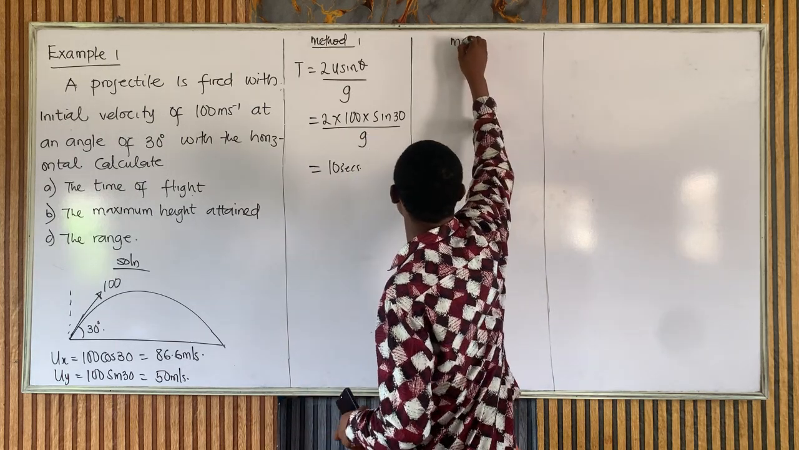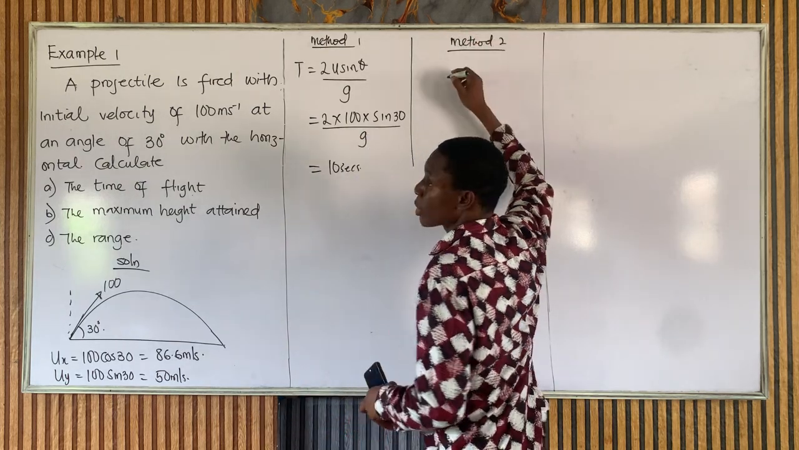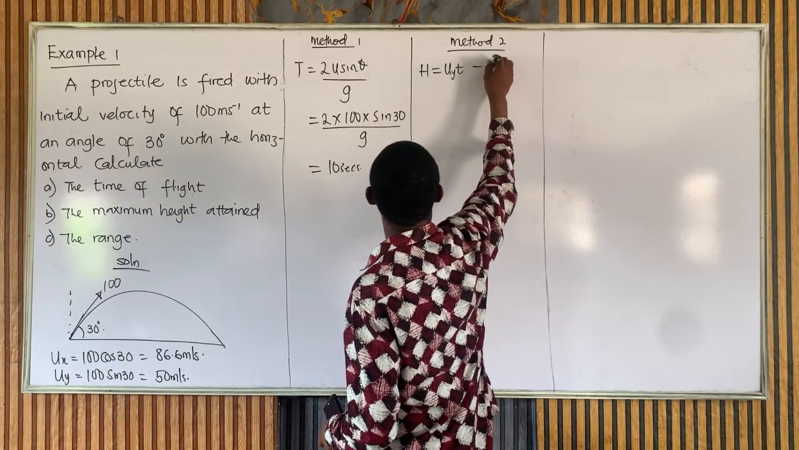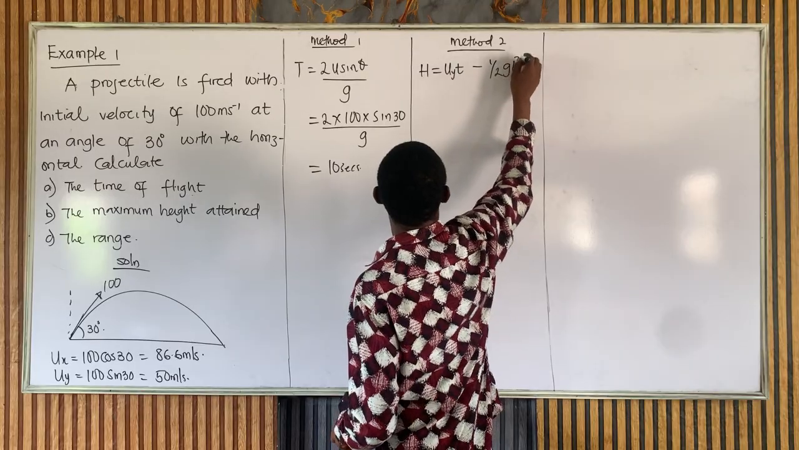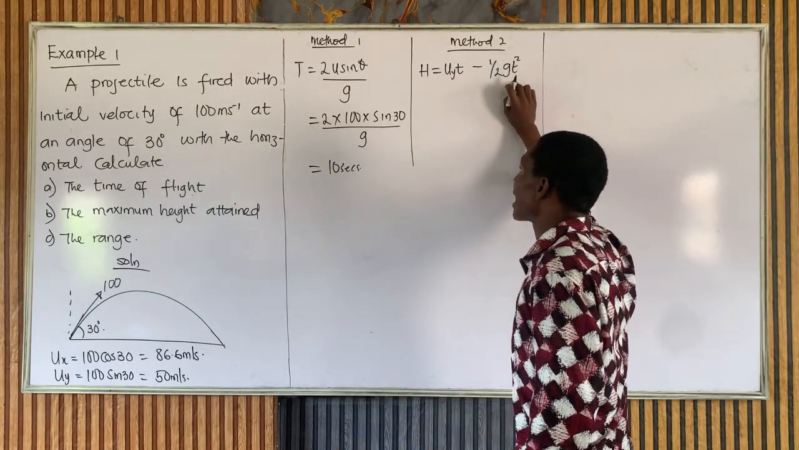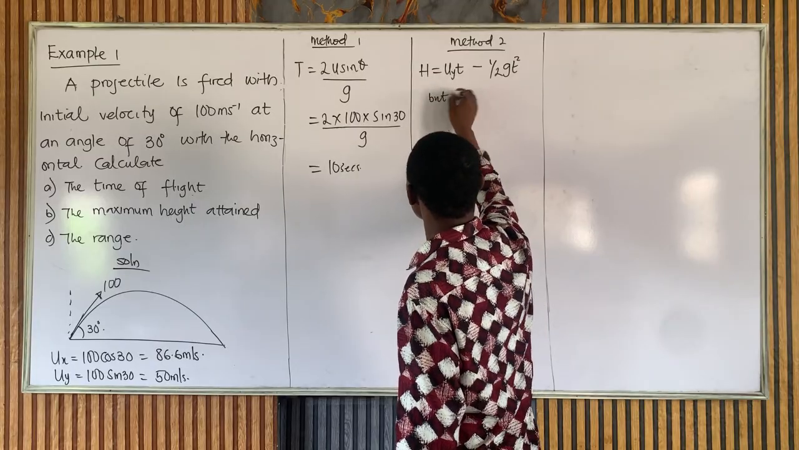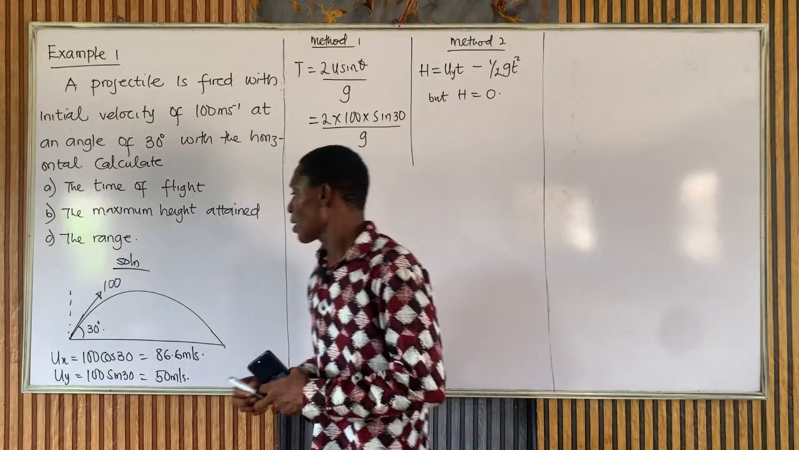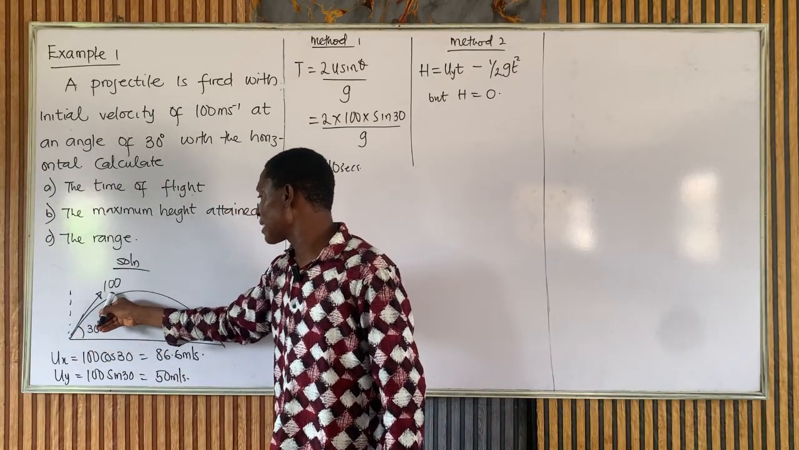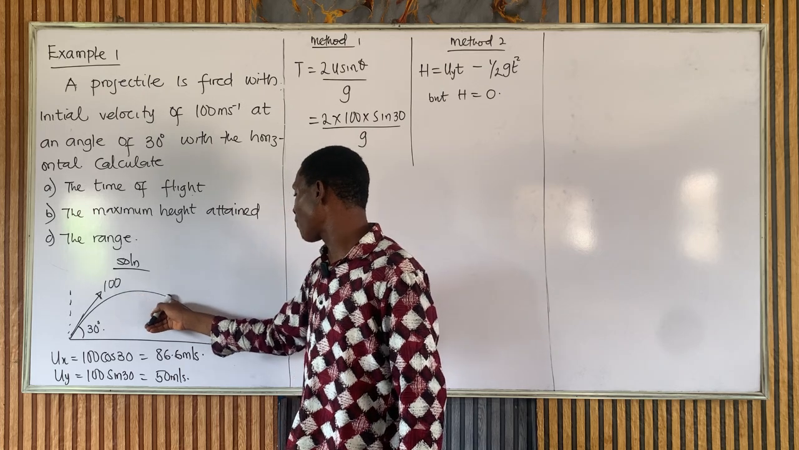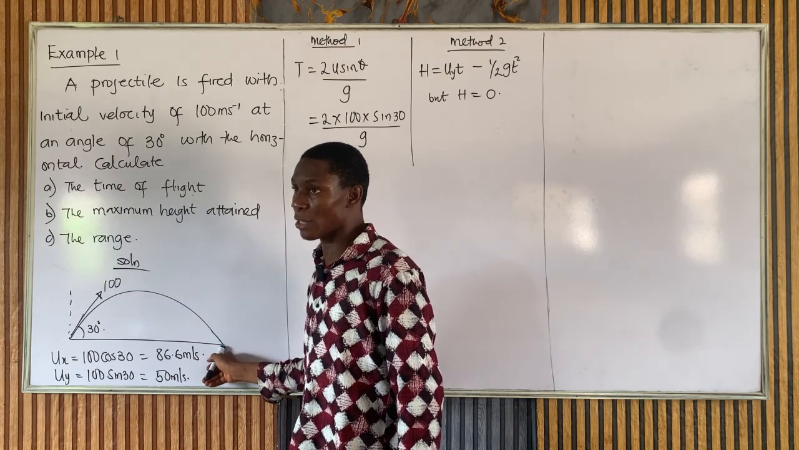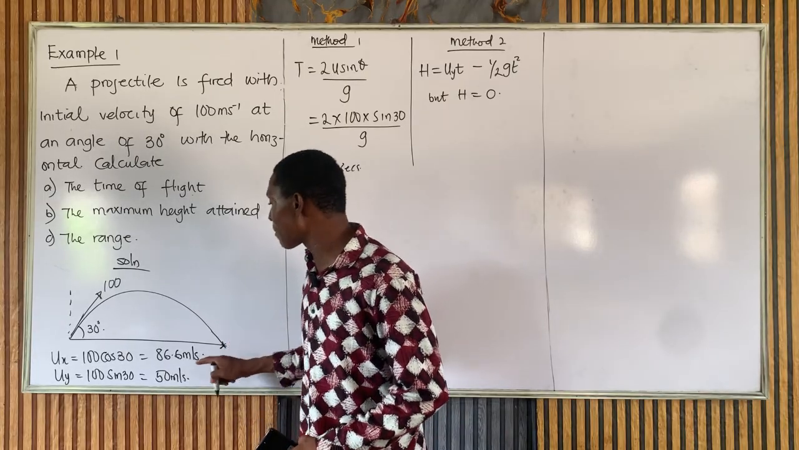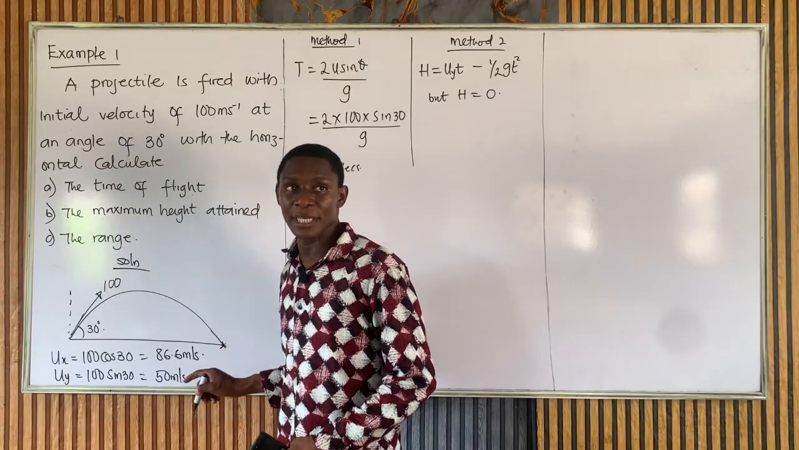Now, if you want to solve with method 2, using the equation of motion, all we need to do is to say h is equal to Uy t minus half g t squared. This t is our time of flight if h is 0. The question is, why is h 0? That's because as the object moves from here, it gains height. This is the maximum height. By the time it falls to this part, the height has come back to 0. And when the object is here, that's when it has covered the entire flight. So the time taken to move from here to here is what we're talking about. At this point, h is 0.